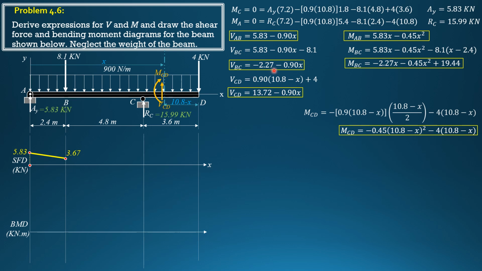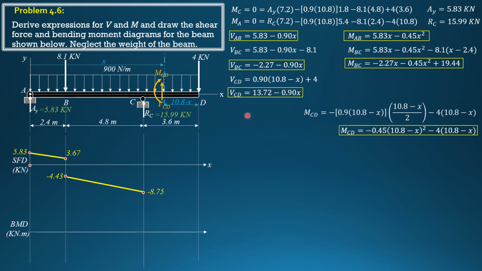Then for shear BC, when x is 2.4, it should start at B, which is negative 2.27 minus 0.9 of 2.4, which is negative 4.43. Then when x is at C, 7.2, negative 2.27 minus 0.9 of 7.2 is negative 8.75. Since this is a straight line, a first degree curve, you just connect them with a straight line as shown in the figure.